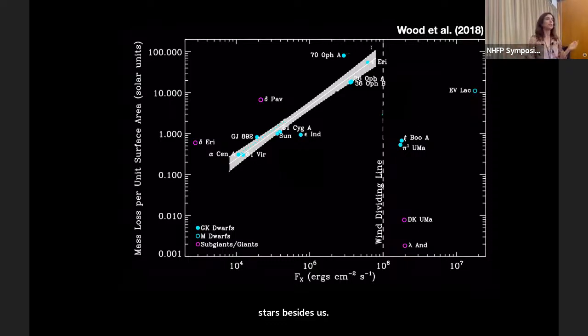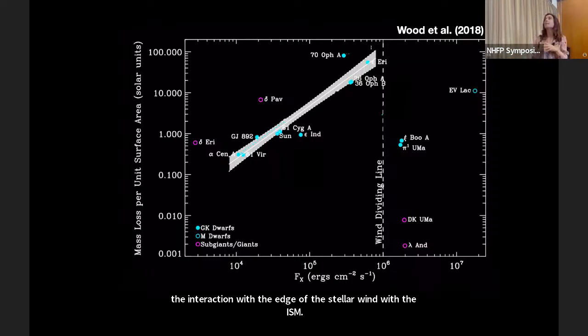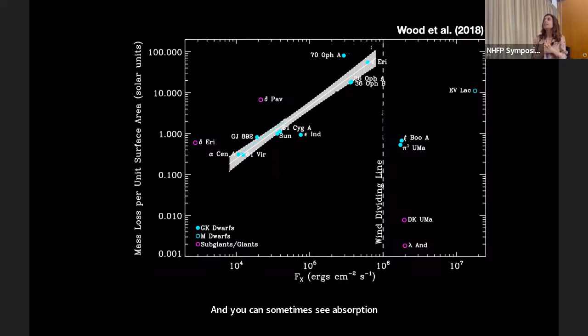And the way you do that is you look for the interaction with the edge of the stellar wind with the ISM, and you can sometimes see emission at Lyman alpha wavelengths. And so this is how we've managed to measure the strength of stellar wind for about 20 stars. And this is a plot of the strength of the stellar wind inferred from those measurements with the X-ray flux, which is a measure of the activity of these stars.